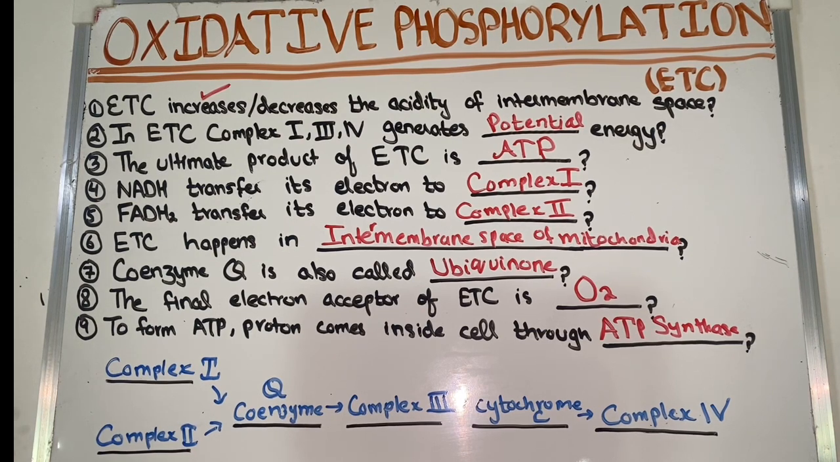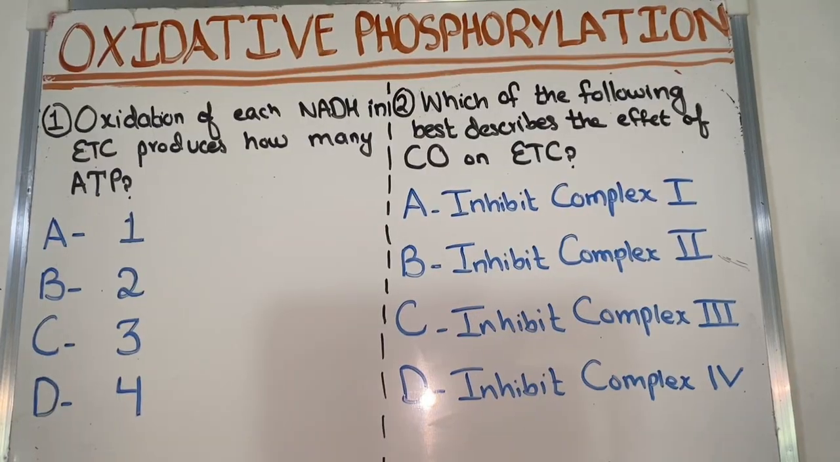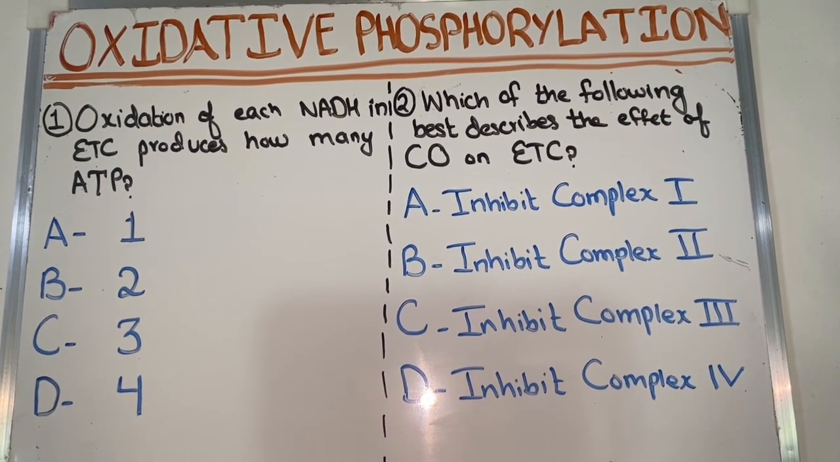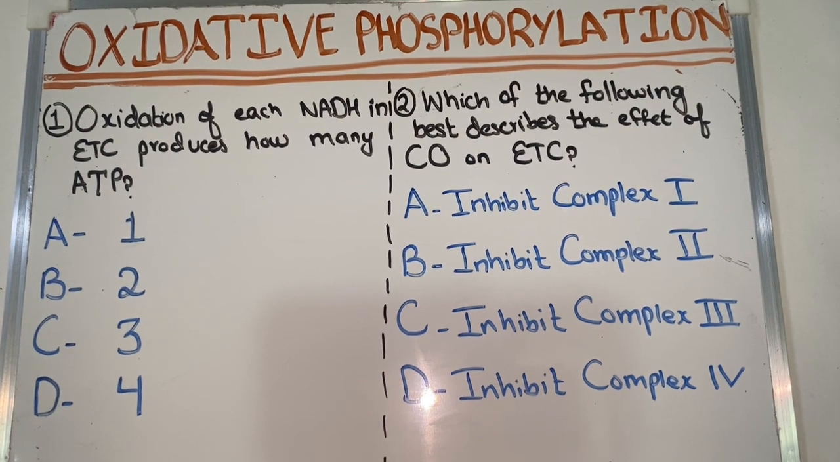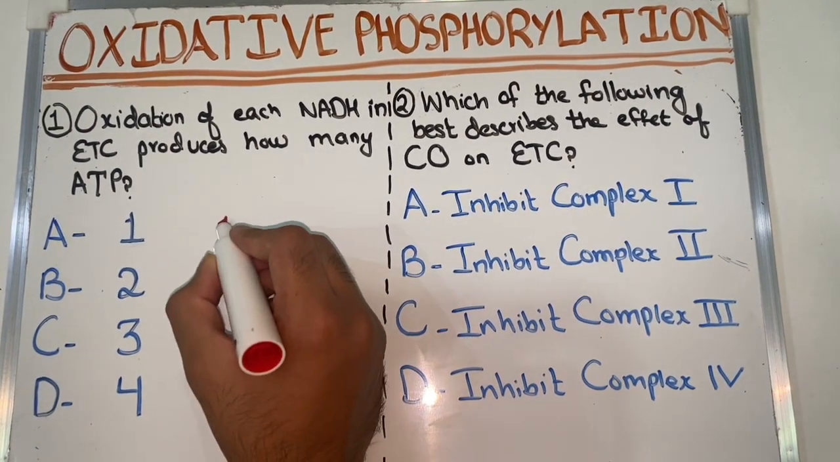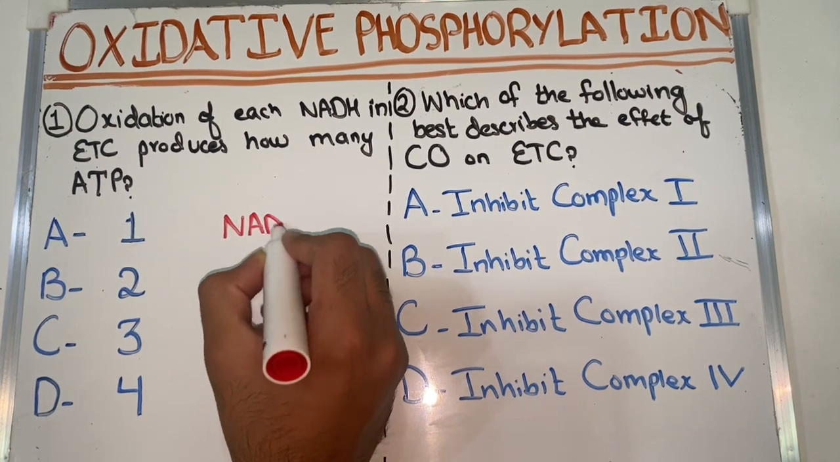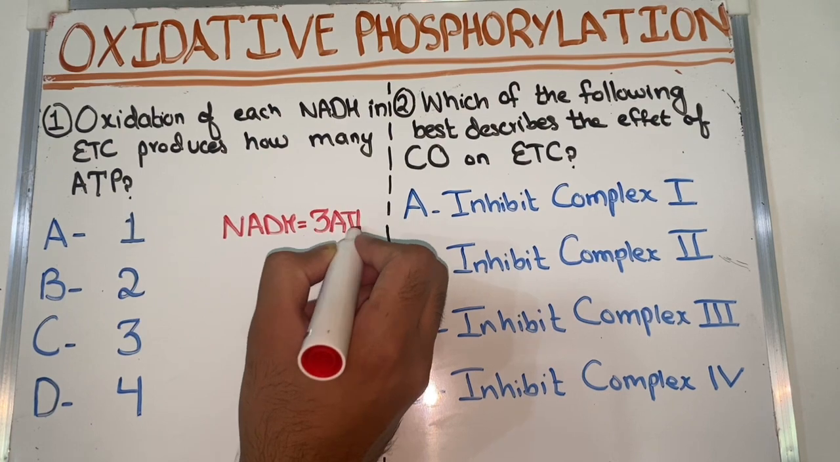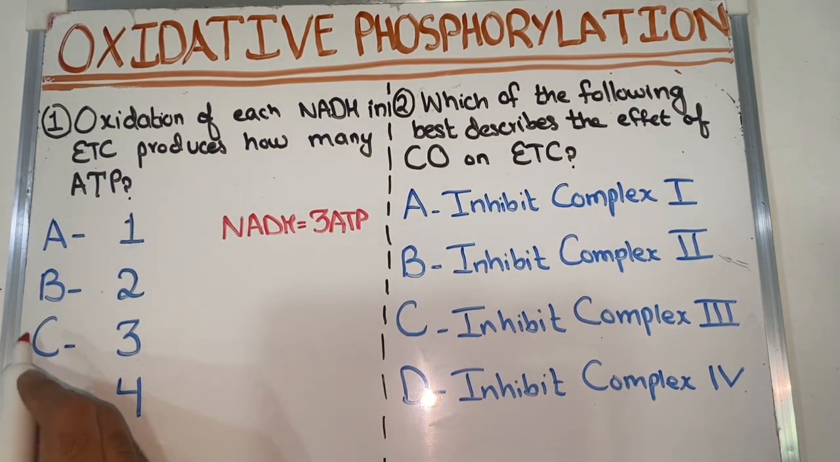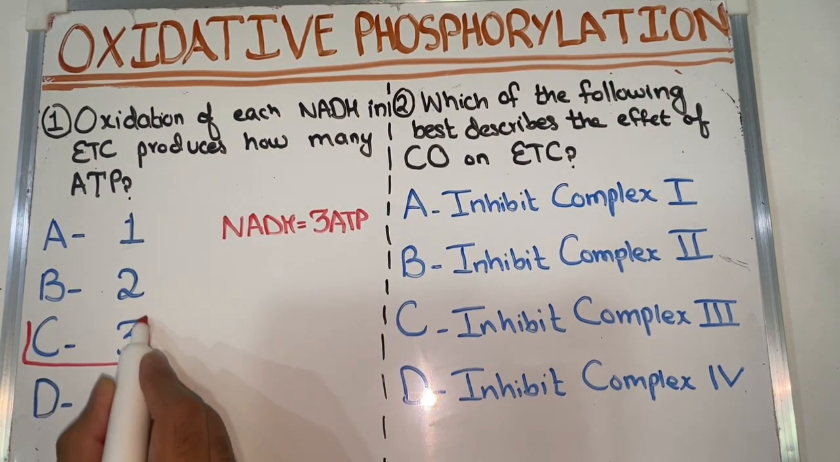So now let's move on to the MCQs. Here are some MCQs which are also important because they have appeared in USMLE exams. I have shortened them and excluded the main question because the description is too long. Oxidation of each NADH in electron transport chain produces how many ATPs? It is a simple question. NADH molecule produces 3 ATP. So the right answer is C.